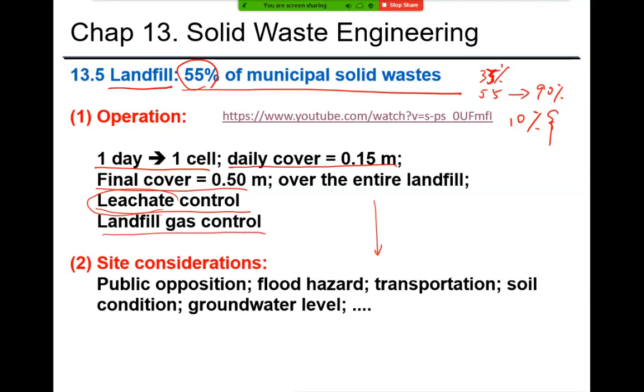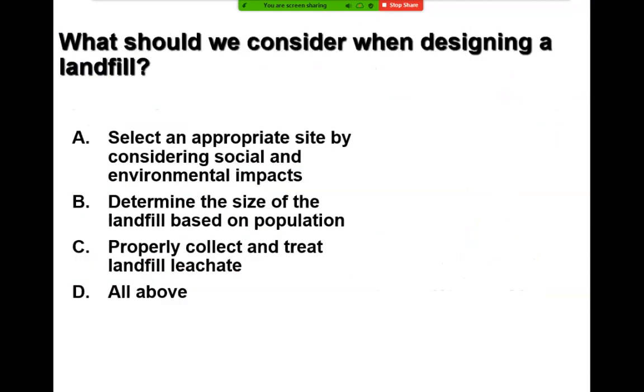In terms of the site considerations, you need to consider public opposition, like public ideas. People don't like the landfill to be built near their house, right? You need to consider the flood hazard. If you have a lot of rainfall, then you might form a lot of leachate, right? Liquid. Transportation, soil condition, groundwater level, right? I guess one reason why we build these landfills on hills is that it's away from the groundwater, right? Because even if it penetrates down there, it's still going to take a pretty long distance.